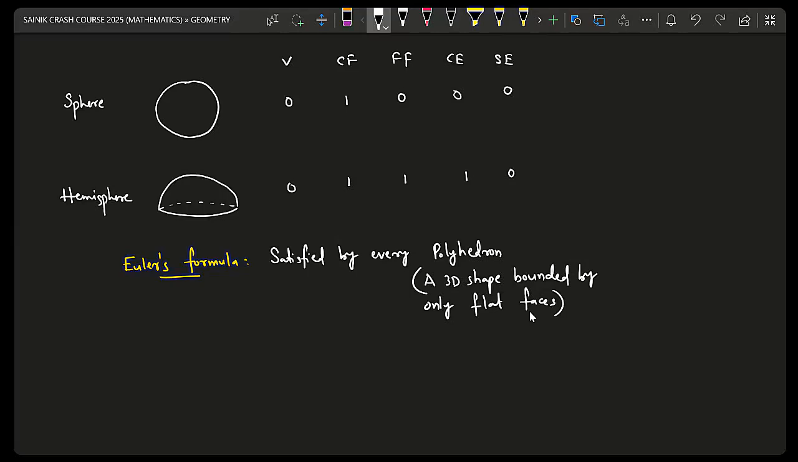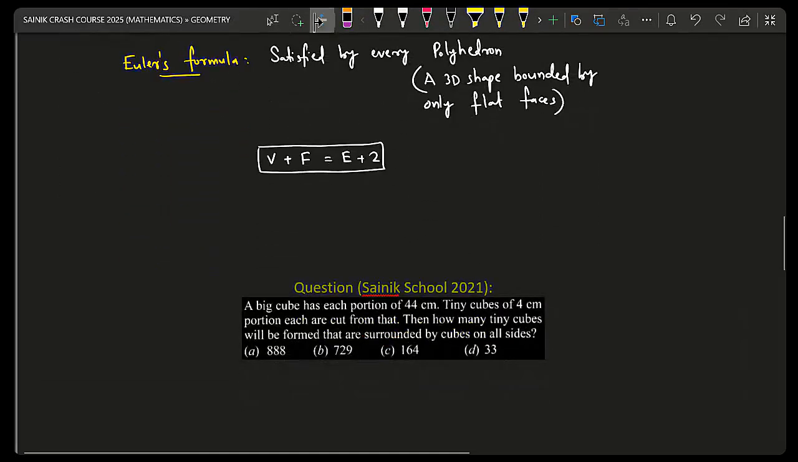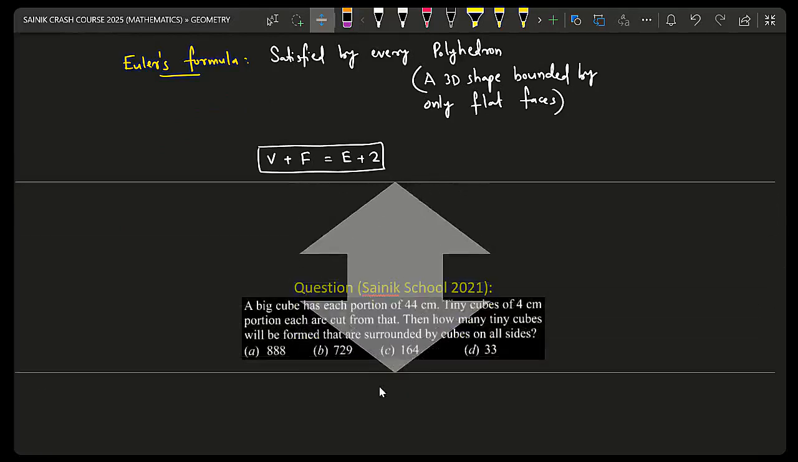But first of all, what is Euler's formula? The number of vertices plus the number of faces is always equal to the number of edges plus 2. This is always true. For a polyhedron, a 3D shape bounded by only flat faces, with no curved faces involved, if any two out of the number of vertices, faces, and edges are given, without knowing the figure, we can find the third one.